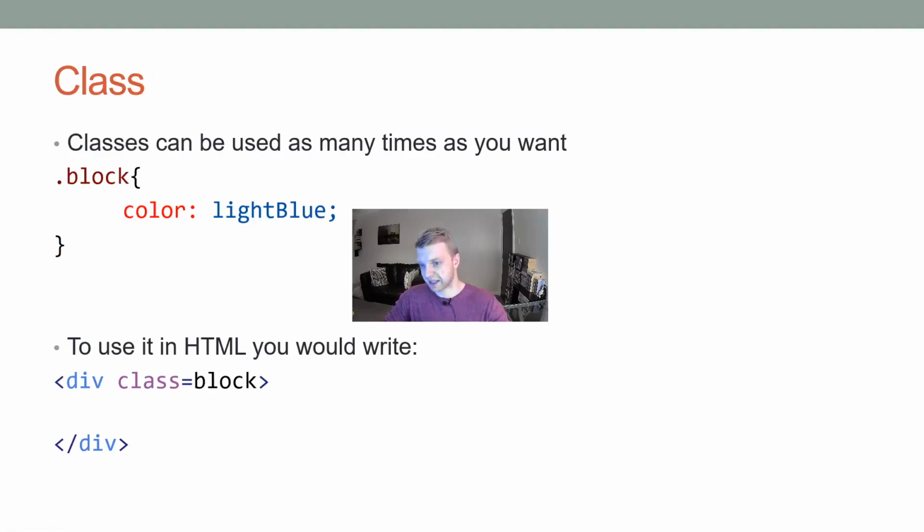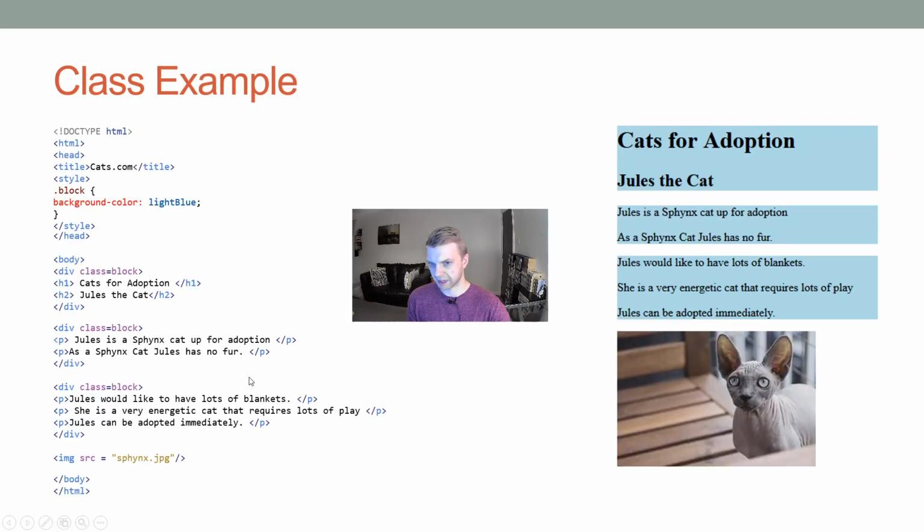Classes are very similar. They might even be easier because you can use them as many times as you want, right? So the difference is rather than a hashtag, you've got a dot. And this looks exactly the same, but you write the word class instead of ID. So I've said block, as if it's a block of code, a block of color you want behind it.